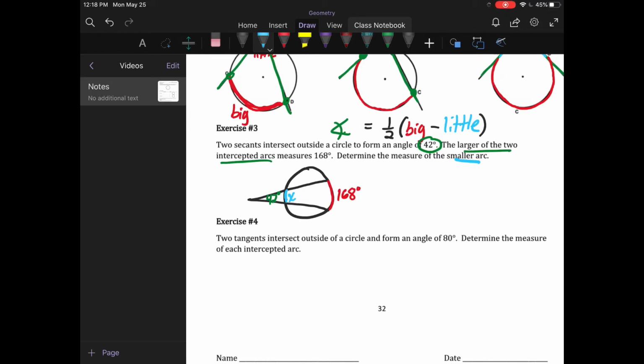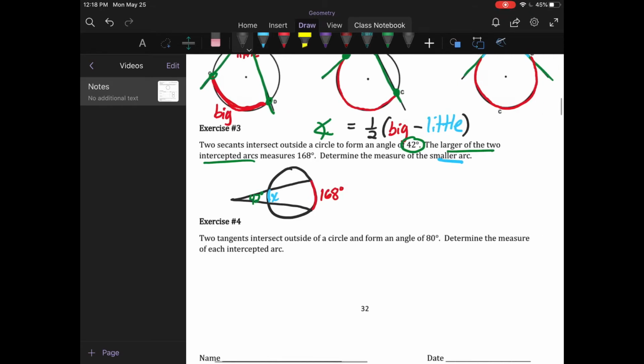So we're going to use the formula that I said before. The angle is half of the big arc minus the little arc. The angle is 42 degrees. That's the one that's on the outside. And then the big arc is 168 minus the little arc, which is x. And then we can try and solve for x.